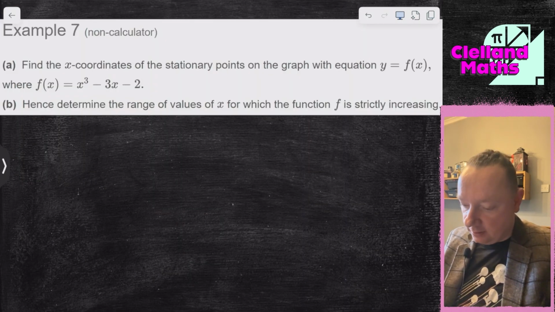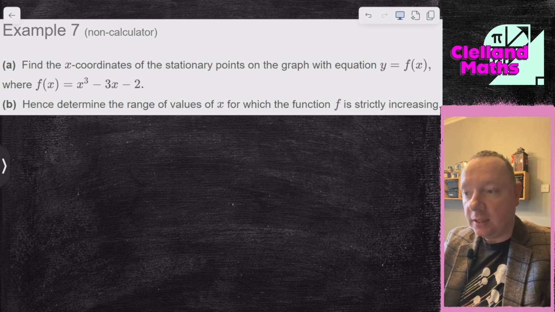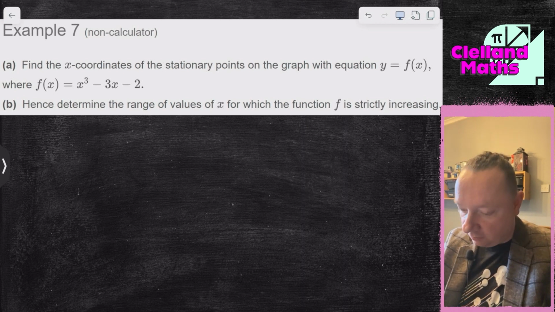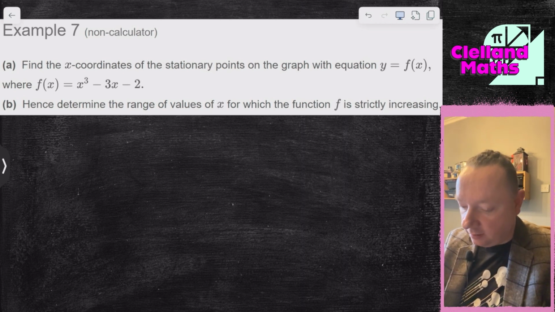Example 7. Non-calculator. Find the x-coordinates of the stationary points on the graph y equals f of x, where f of x is x cubed minus 3x minus 2. And then it says, hence determine the range of values for x so that it is increasing. So it's increasing when the derivative is positive. So we have to find the stationary points. Stationary points occur when dy by dx equals 0, and then find when it's increasing.